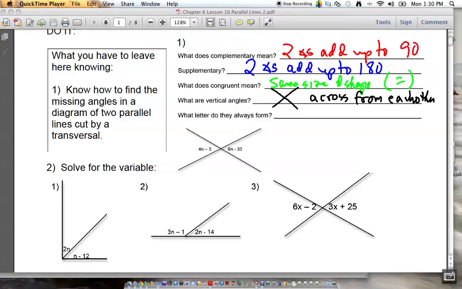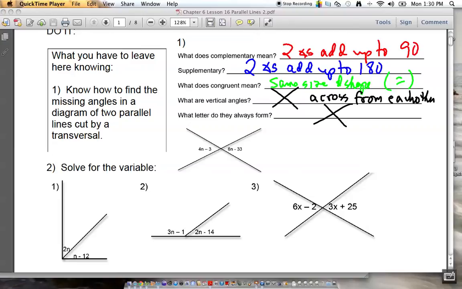And what letter do they always form? We just said it, the letter X. Okay, so let's take a look, if we can, at this number one diagram. Actually, this one's kind of up higher. What letter do you see here? Everybody, what letter? X.